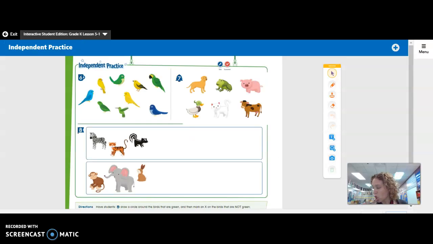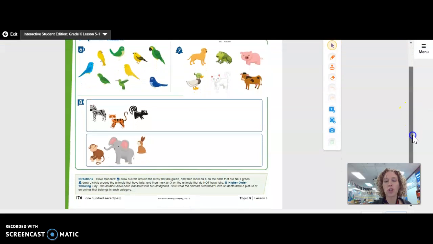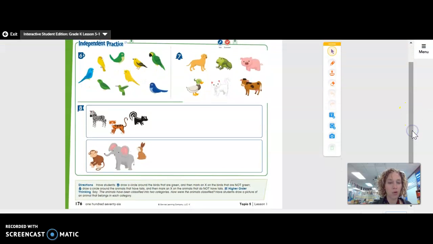This is what you get to do on your own. Okay? But I'm going to tell you the rule, what you have to circle. So you just have to circle the ones that are part of the category. And the other ones that don't belong, you just put an X on them, okay? So number 6, you have to draw a circle around the birds that are green, okay? So you're going to look and see who's green and circle the birds that are green.